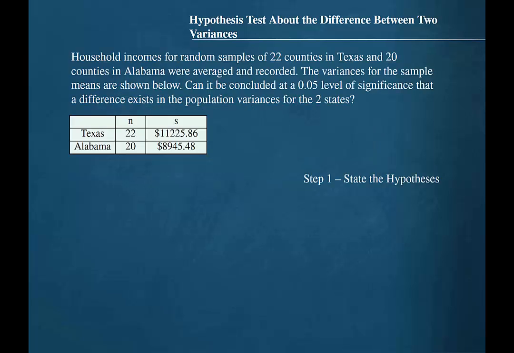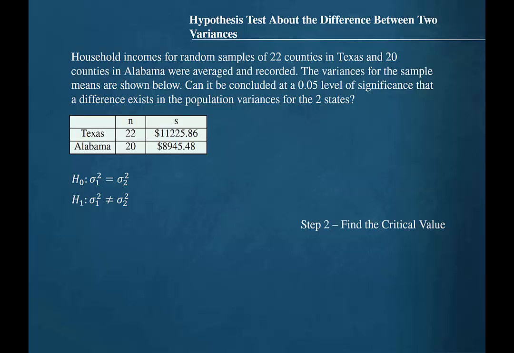Step 1 for this hypothesis test will be to state the hypotheses. Recall that equals always occurs in the null hypothesis, so the null hypothesis will be sigma 1 squared equal to sigma 2 squared. Since we are asked to draw a conclusion about whether or not a difference exists in the population variances, the alternative hypothesis will be sigma 1 squared not equal to sigma 2 squared. Step 2 will be to find the critical value.